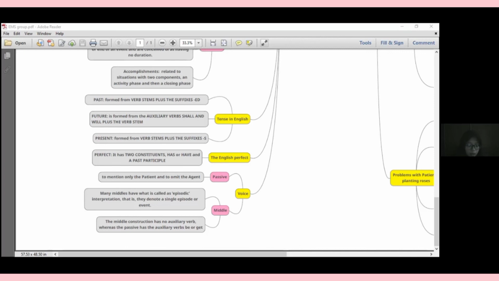And for the English perfect, for example, the snow has blocked the path. Analysts have found it difficult to classify the perfect as an aspect or a tense. It has two constituents, has or have, and a past participle.